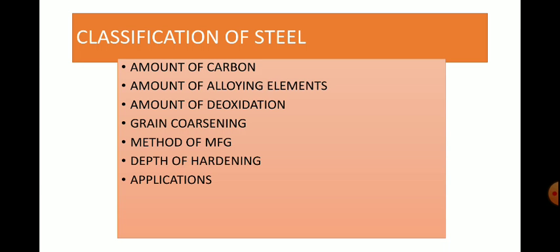Next, methods of manufacturing, that is how the steel is manufactured. Next, depth of hardening, that is whether the steel is too hard or too soft. And next is the application, that is for what purpose we are going to use the steel. Based on that we have classified the steel.